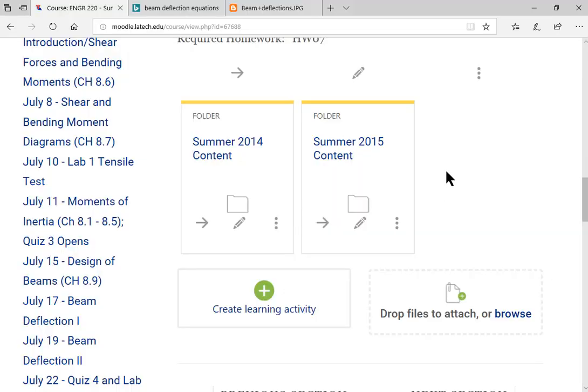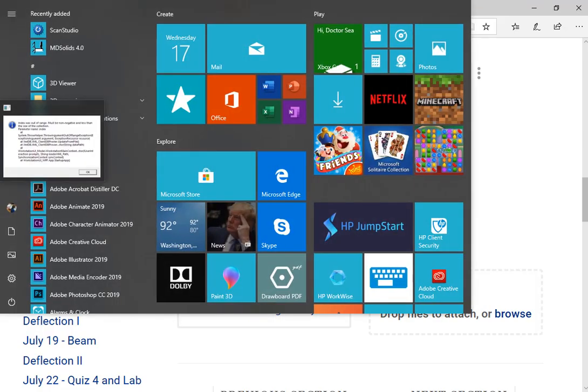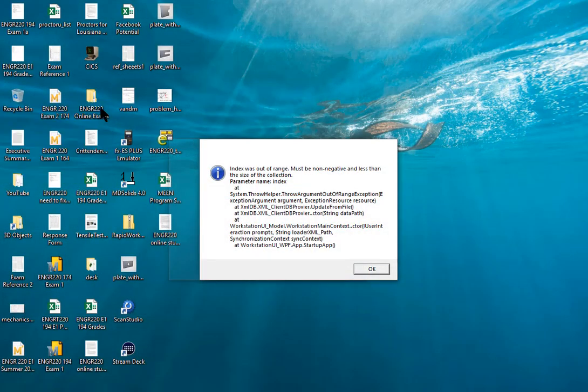Hopefully it's working. Okay, so beam deflection. Let's go to the... oh wow, that's gonna get in the way.